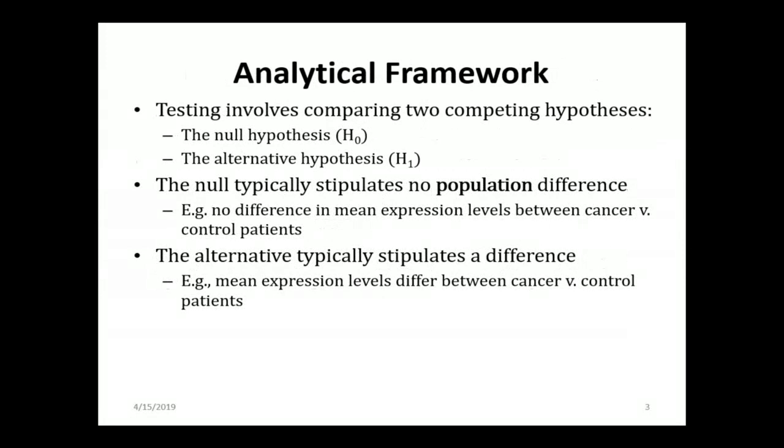So the analytical framework for hypothesis testing is that we pose a null and an alternative hypothesis. And usually what we mean by the null is that in the population, there's really no difference. So if we're talking about mean expression levels, what we're saying is that in the population of patients, the mean expression of this gene is about the same in cancer patients versus control patients. And the alternative is stipulating that there is a difference. So the mean expression levels are not the same in cancer and control patients.